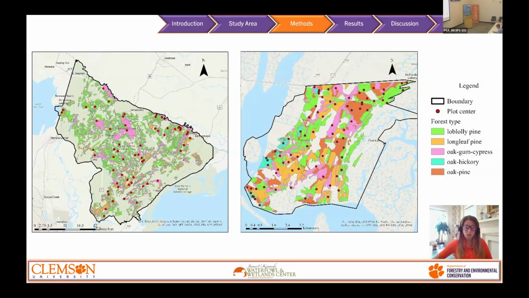And I stratified points based off of stands greater than 50 years old. That was found to be the minimum stand age with cavities used by wood ducks by Gilmer et al. and Fan et al. I used 20-meter radius circular plots for my surveys, and I sampled at least 16 plots per forest type at each site.